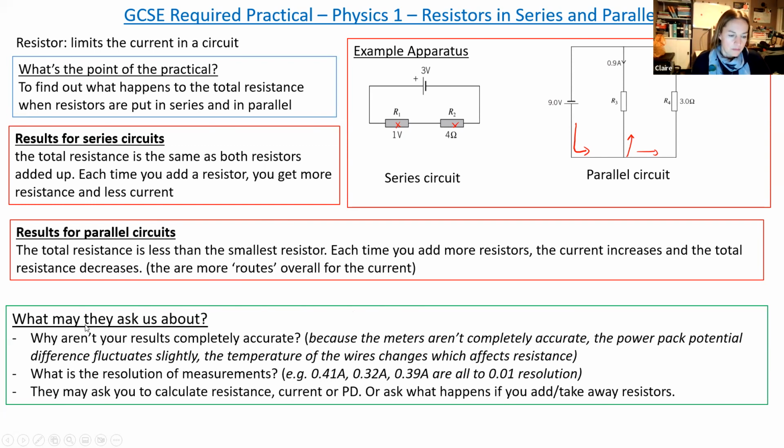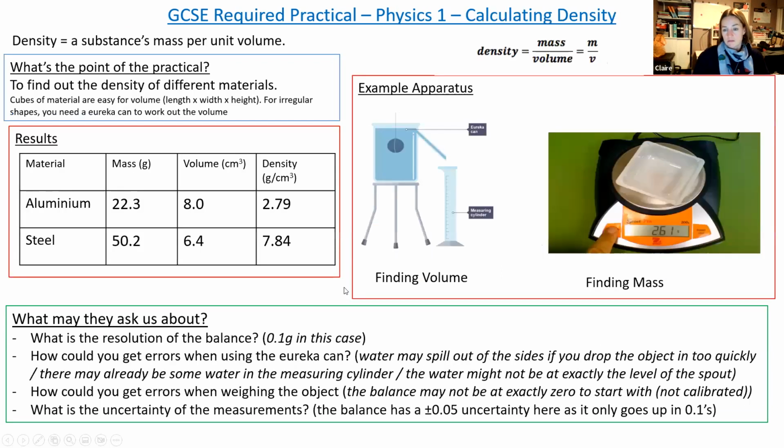What may they ask us about? Why aren't your results completely accurate? That's down to equipment. If your machinery isn't correct, it could be faulty equipment. What is the resolution of measurements? Hopefully to 2 decimal places. Current or potential difference. So you need to know your equation for resistance, rearranging it, things like that. As I said, I've just thrown this in last minute, but it's not one that's often asked.